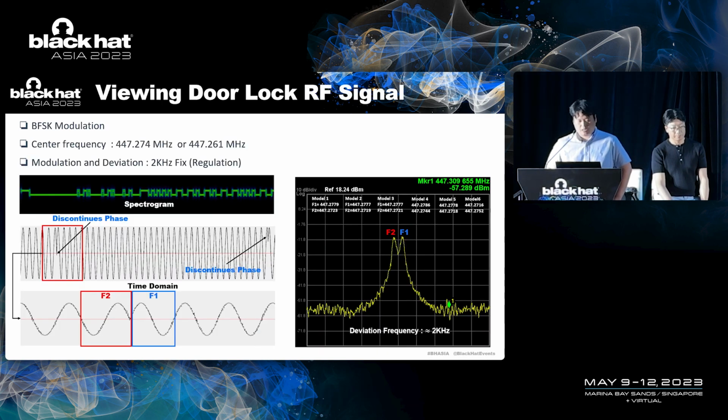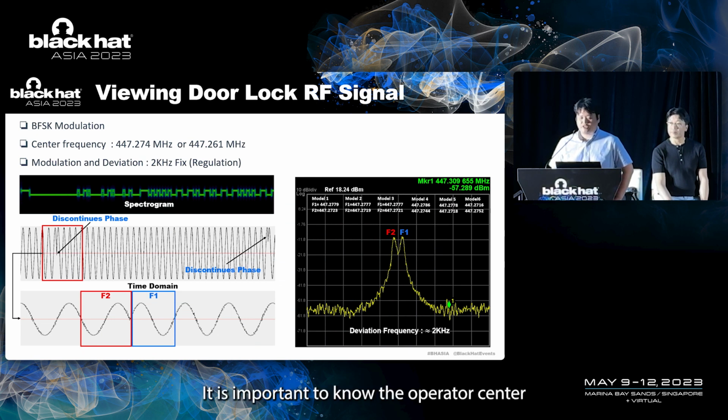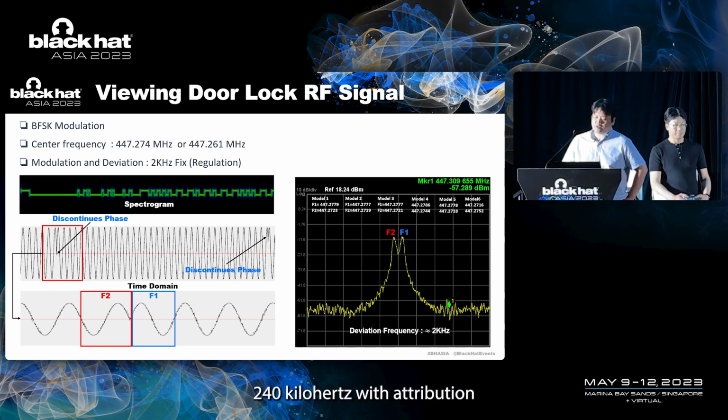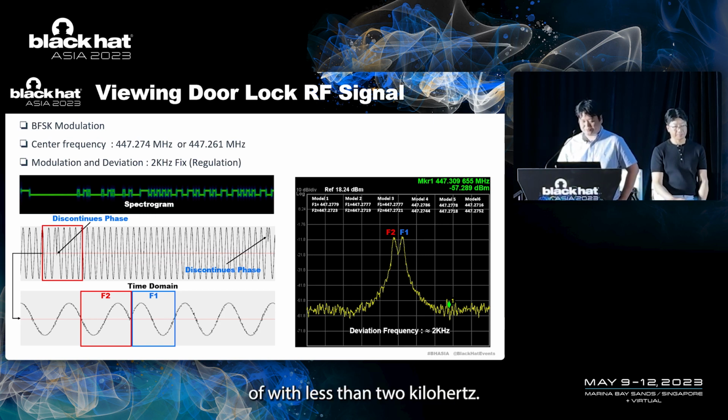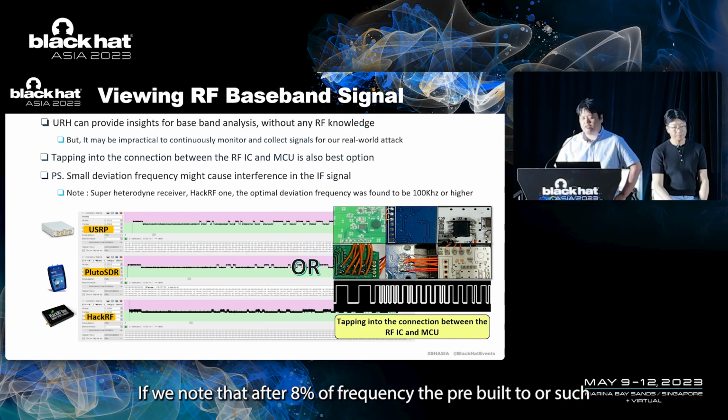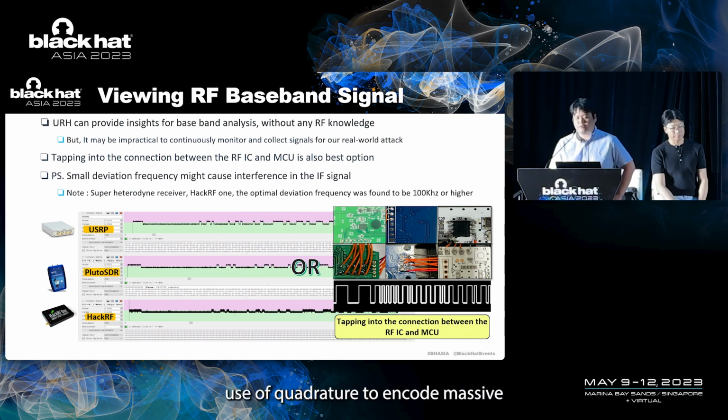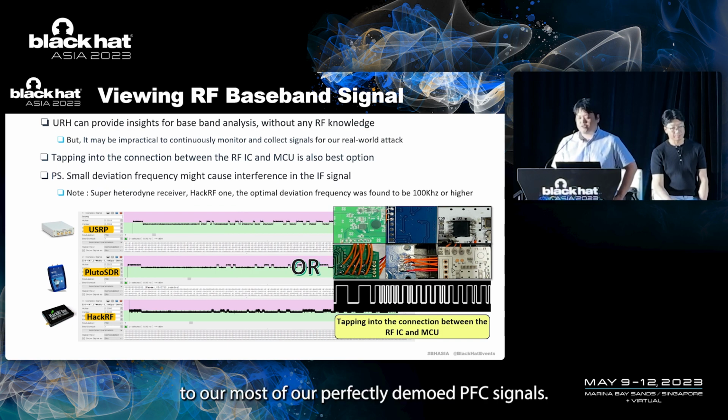exploit them. To obtain the correct signal, it is important to know the accurate center frequency and deviation. Most doorlocks use almost the same frequency band and deviation. The frequency bandwidth used is generally below 240 kHz with a deviation of less than 2 kHz. If we know the accurate center frequency, pre-built tools such as URH can use the quadrature demod method to almost perfectly demodulate FSK signals.